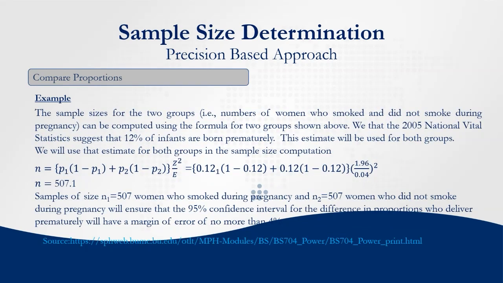And then you can specify the different proportions and then estimate the sample size. So you can take 507 for those who smoke and those who do not smoke.